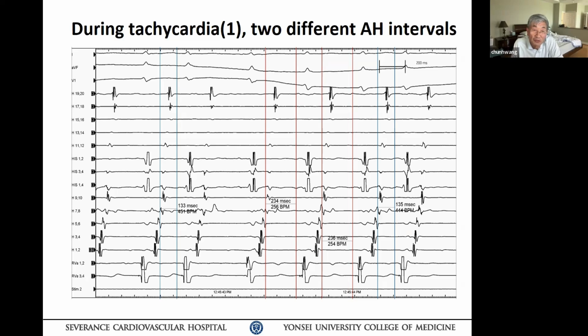So your measurement is basically 133, 135. The other one is 233. Okay. Now, would that affect your right bundle potential, you think?